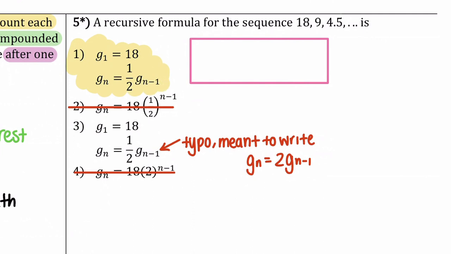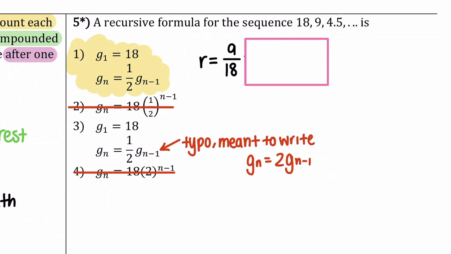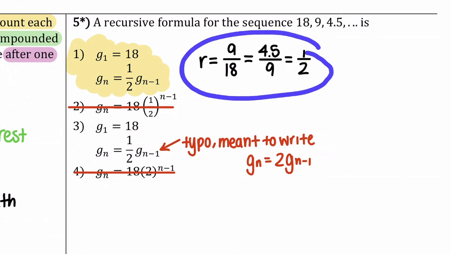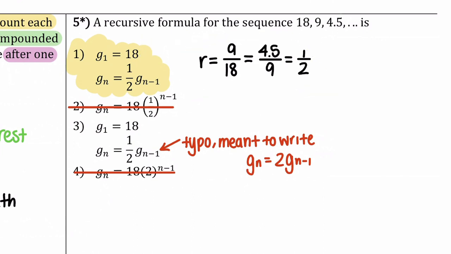Now another way to determine, in this case, our common ratio, once again, is to take any term and divide by its previous. So any term divided by its previous, 9 over 18. Any term divided by its previous, so 4.5 divided by 9. And if we were to simplify that, that would give us half. So that's another way to verify that there exists a common ratio of half.